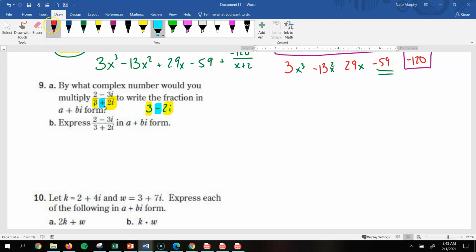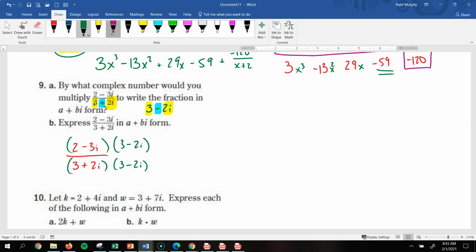All right, now let's actually do the simplifying here. So we have, whoops, let me switch to a pen here. So we have 2 minus 3i is what's in our numerator. Our denominator, we have 3 plus 2i. So what we're going to do is multiply by the conjugate. The conjugate of our denominator we said is 3 minus 2i.